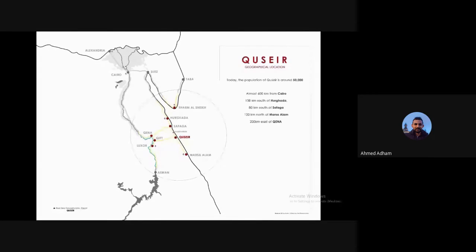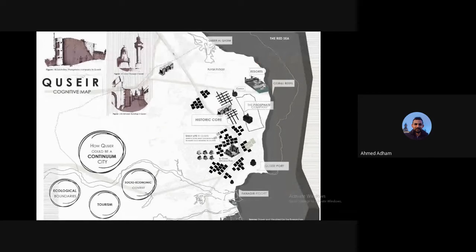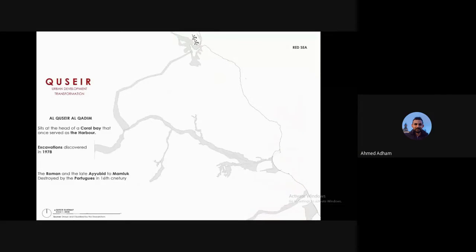During our study visit in Qusair, we were asked to do a cognitive map to think about how we identify the city through our observations. It was quite challenging, but we came up to identify Qusair with its ecological boundaries represented in the Red Sea and the natural wadis, its cultural significance within the socio-economic context of the city, and of course tourism. So we took a step back to understand the spatial dynamics of the city and how it transformed through its significant history. The line represents the Red Sea, and those are the natural wadis shaping the ecological boundaries of the city.